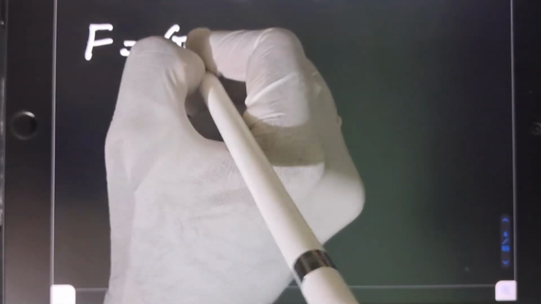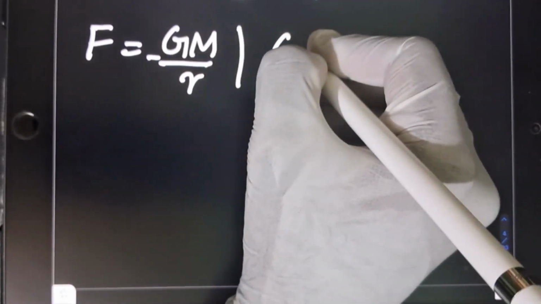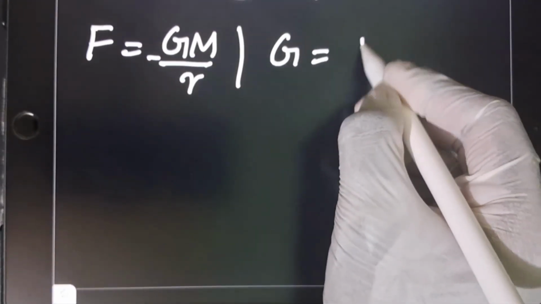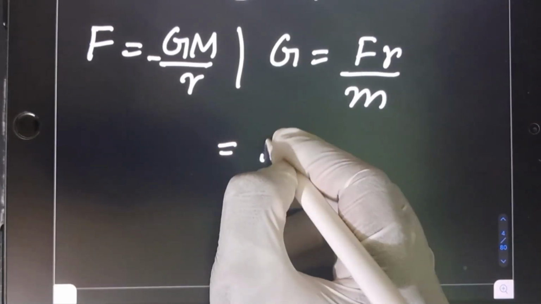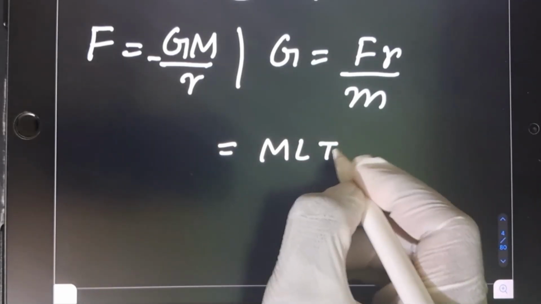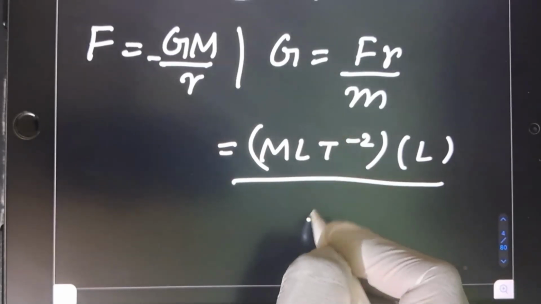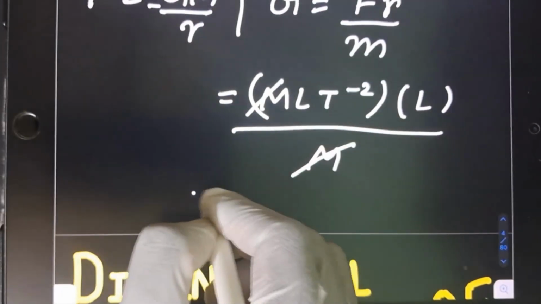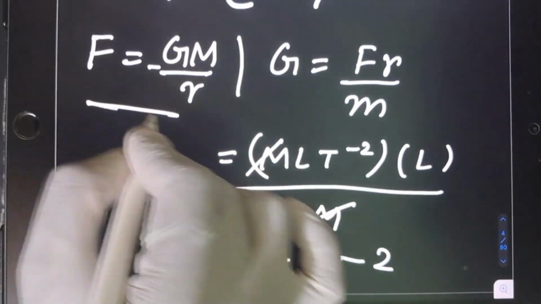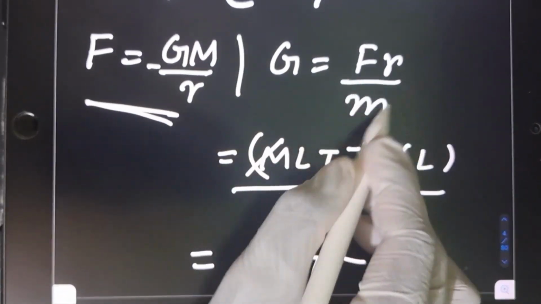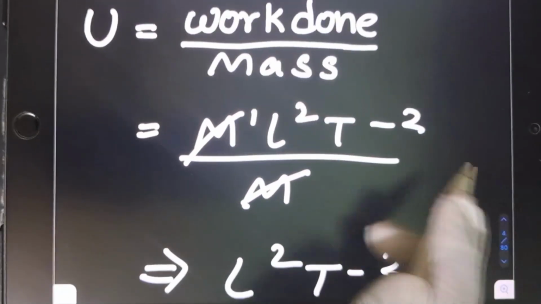Let's derive it from another formula. F is equal to minus GM by r, where G is equal to F into r by m. We should know the dimensional formula of force. M power 1, L power 1, T power minus 2, into radius L and mass M. So cancel mass, we get L square T power minus 2. M power 0, L power 2, T power minus 2.